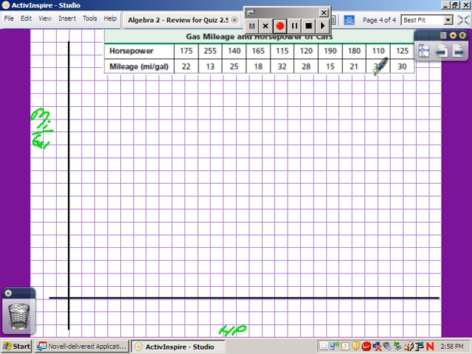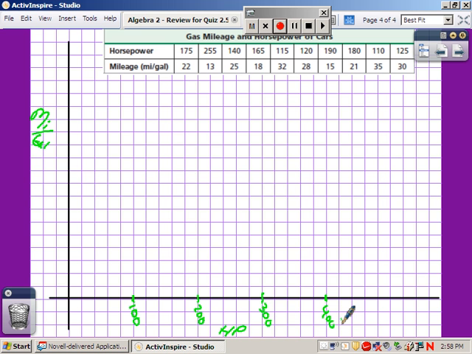So I think I'm going to do maybe on the bottom, I'm going to say by 20s. So this is 20, 40, 60, 80. Here's 100. 20, 40, 60, 80. Here's 200. 20, 40, 60, 80. Here's 300. Just for fun, 20, 40, 60, 80. Here's 400.